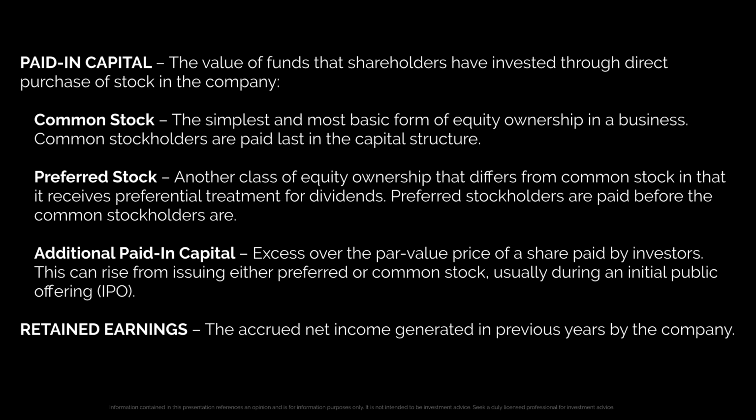They will also have a balance sheet just like this. Now, we normally think about stock in two forms. We think about common and preferred stock. So common stock is the simplest and most basic form of equity ownership in a business. Common stockholders are paid last in the capital structure.